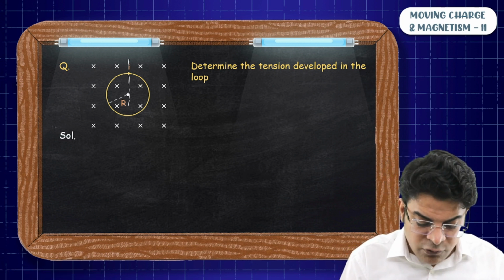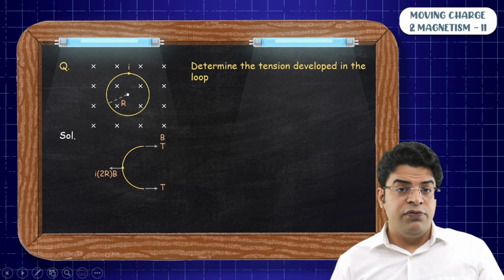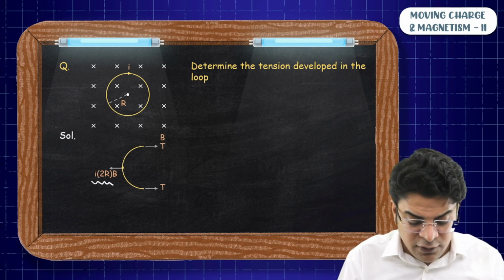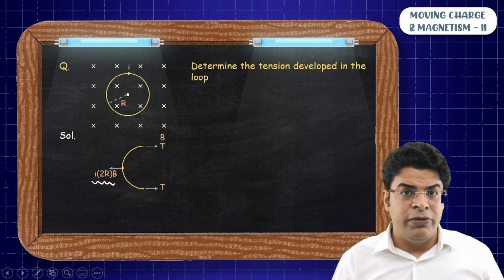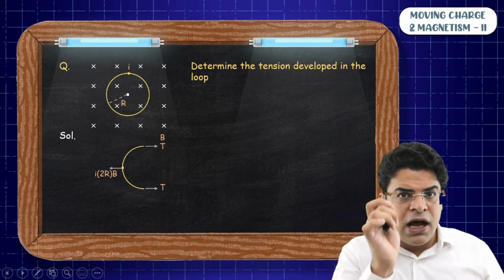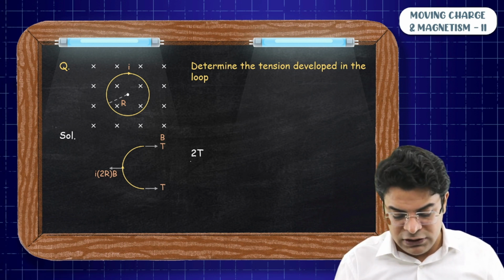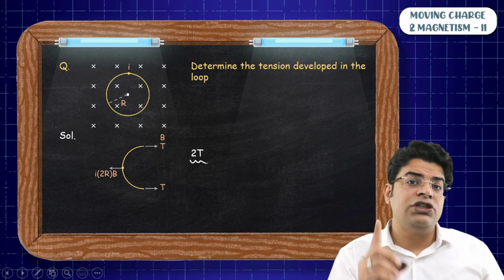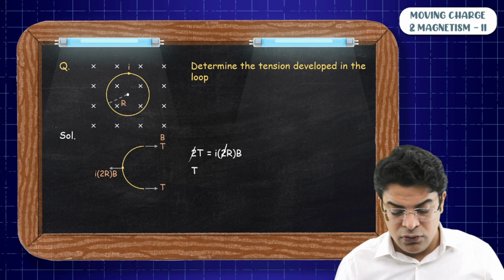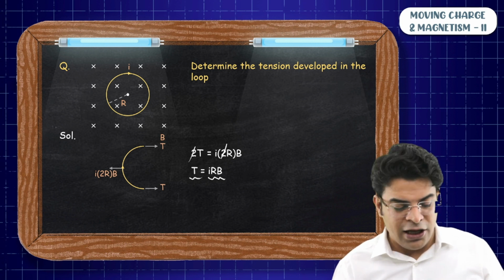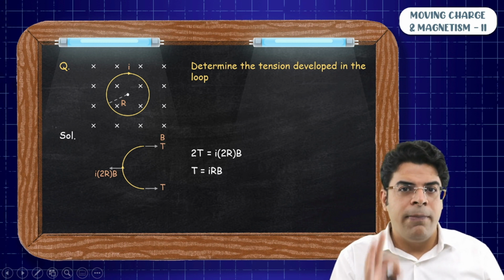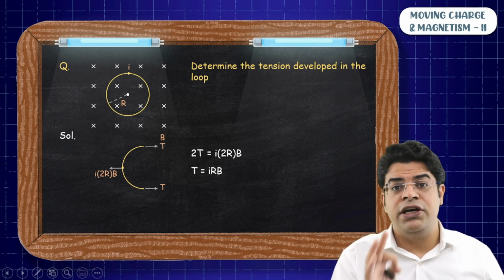Just look at one half of the loop. If you visualize the forces acting on only one half of the loop, there will be a magnetic force that will be I into 2r into B, and there will be force of tension due to the other half. For this half of the loop to be in equilibrium, the force towards right, 2T, has to be equal to the force towards left, which is I into 2r into B. Cancel out 2 with 2, you get the tension to be nothing but IRB. Super easy. Now let's continue and talk more about a current carrying loop placed in a uniform magnetic field.